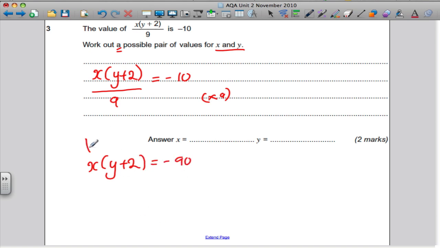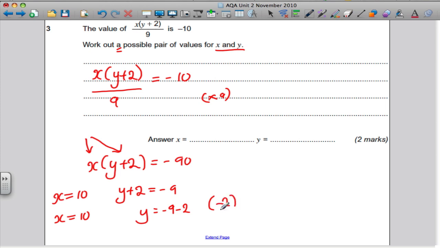Now we've got two numbers here and here that multiply to minus 90. Well, what could those numbers be? Well, x could be 10, let's say, and y plus 2 could be minus 9, because 10 times minus 9 is minus 90. So that would give me a pair of solutions where x is 10 and y would be minus 9 minus another 2, subtracting 2 off both sides, so y would be minus 11. A pair of x and y that make this work is therefore x is 10, y is negative 11.